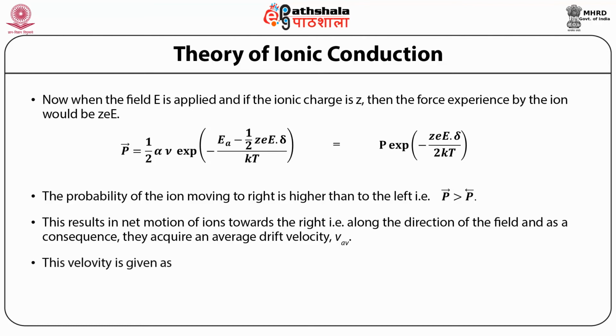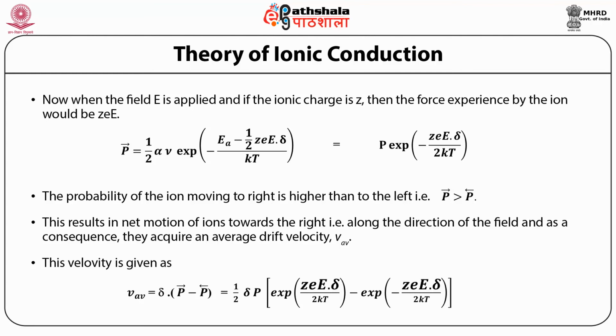So this velocity is given as V average is equal to delta into P right minus P left. So on substituting the values from the above expression, we get 1 by 2 delta P into exponential ZEE delta by 2KT minus exponential minus ZEE delta by 2KT. So invoking a relation equivalent to sine hyperbolic, we get that V average is equal to delta P sine hyperbolic of ZEE delta by 2KT.